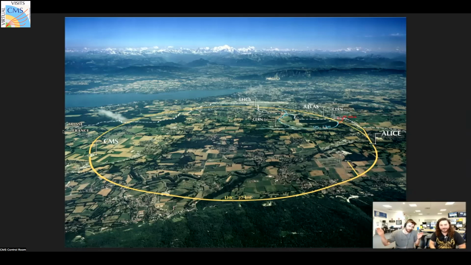And then in miles, it's 16.8 miles. So if you're driving on the highway and obeying the speed limit, at 60 miles an hour, that would take you about 17 minutes to drive the length of this collider, basically.